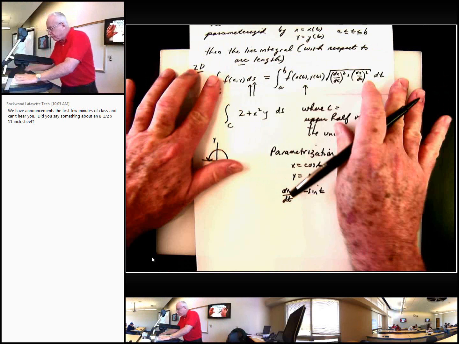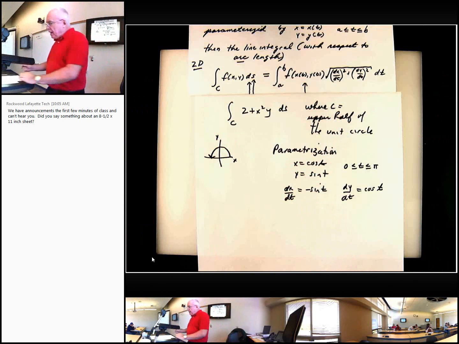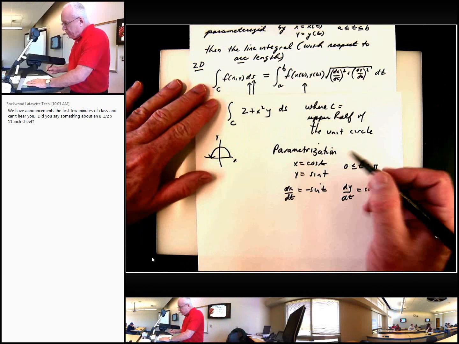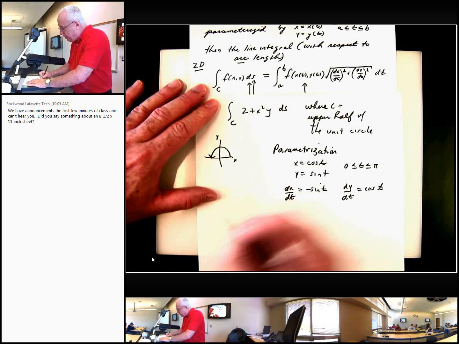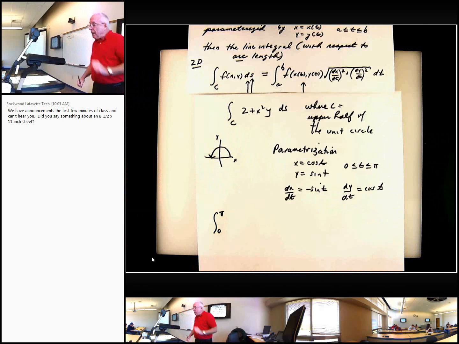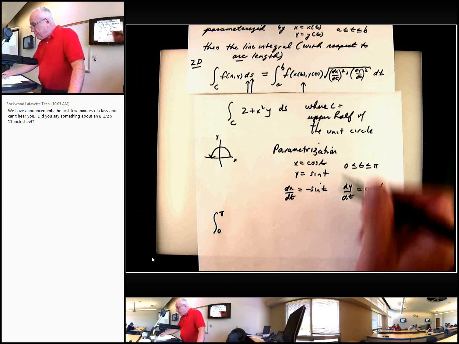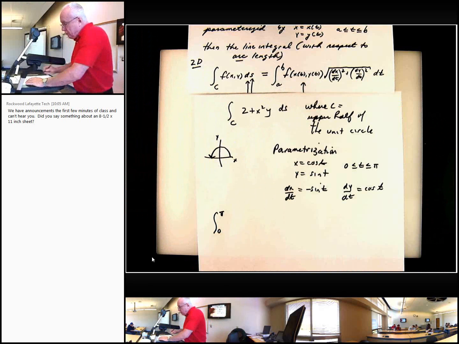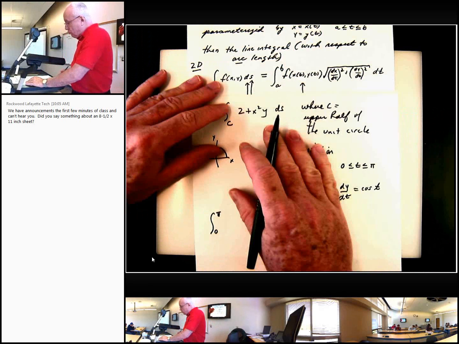Okay. So first of all, our limits of integration here, our a and our b, are going to be 0 to pi. All right. Now we have to plug in our parameterization into our function. So our function is 2 plus x squared y.